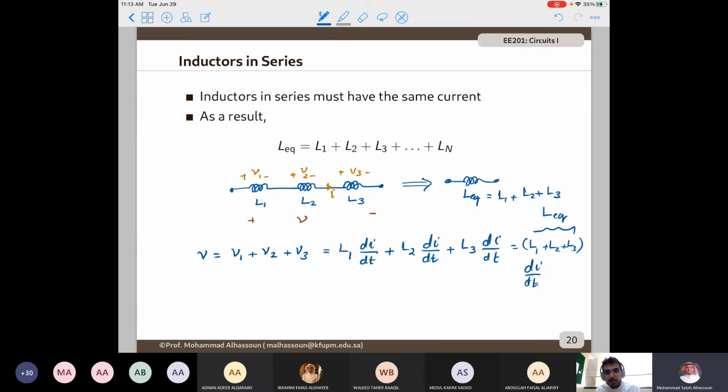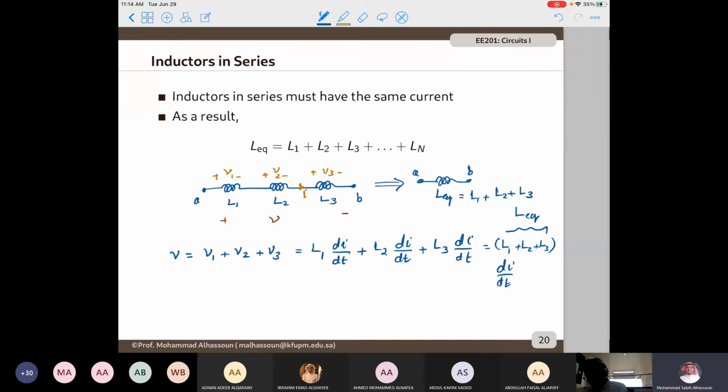Ahmad Nafea: So Doctor, in this case, can I add up the V equivalent, even though they are in series? Yes. If this point is A and this point is B, then you can model it like this. Okay. Thanks.